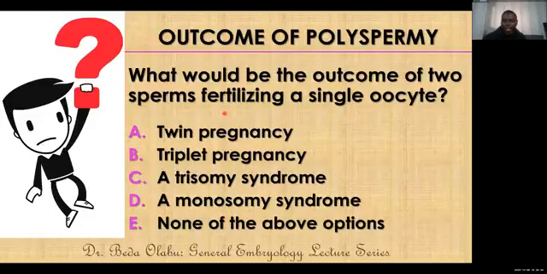We will learn how twinning comes about and how triplet pregnancy comes about. But a zygote which has 69 chromosomes cannot be a human being. So it can't be twin, it can't be triplet. The correct answer is none of the above. We will see what it will become, but at least not these 4 options.